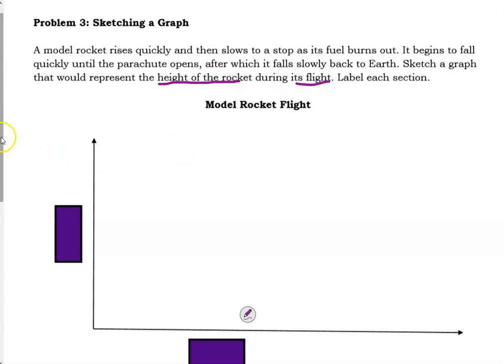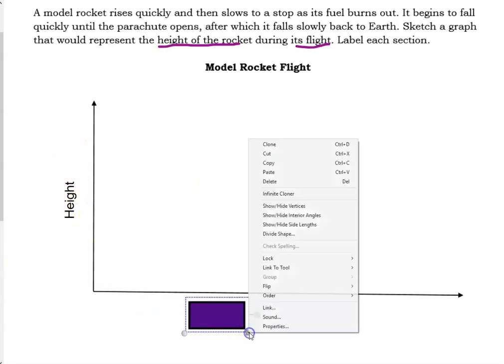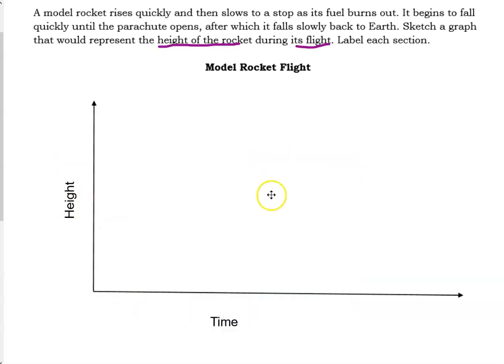So we have to figure out what our two variables are going to be. Well, I definitely know I'm going to want to deal with the height of the rocket, but the height of that rocket is going to depend on the time that has gone by. So height is going to be on my y-axis, and time is going to be on my x-axis.